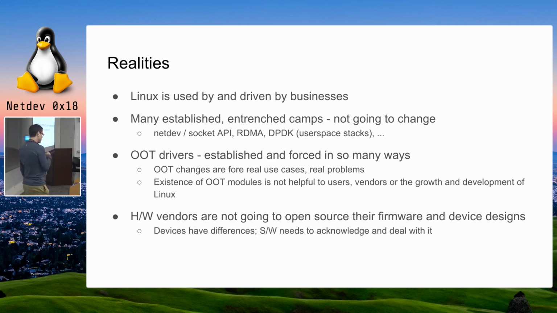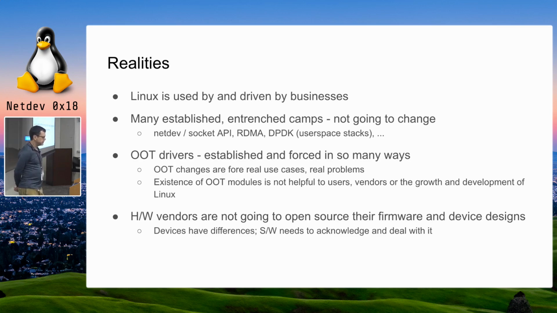And whether we want to agree with this or not, Linux is used by and driven by businesses, right? There are many established and entrenched camps. It's not going to change. There are people who love the socket API and don't want to see anything else. There are people who love RDMA and don't consider anything else. There are people who think that with user space networking stacks, Linux is too heavyweight, and they must do DPDK-style frameworks or user space stacks to get the performance they need, right? We're not ever going to come to a consensus that those are bad. It's choices. People are choosing how they want to deploy a product.